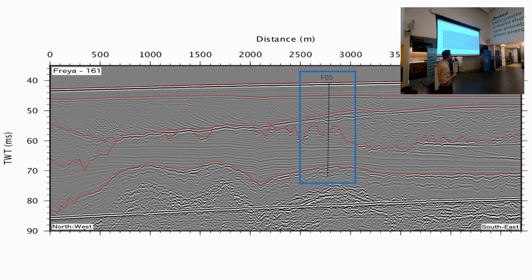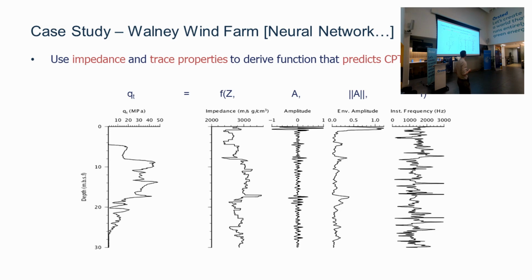So the approach that was taken here was basically to say, well, if we have a CPT at this location, can we use machine learning approaches to train an inversion algorithm to predict what's happening at another location a few kilometers away and get a pretty reliable prediction of what the CPT response should be? So that's the question and the approach that's taken. I won't drill into the details here. I can pass on some papers that dig into this.